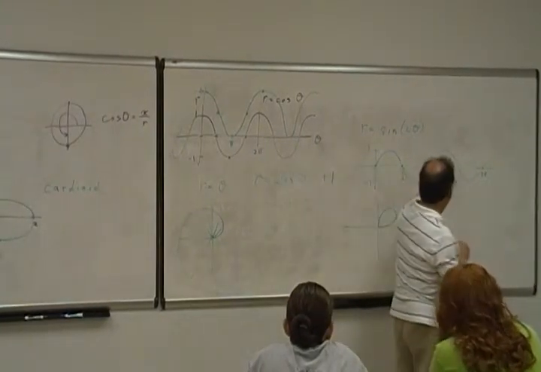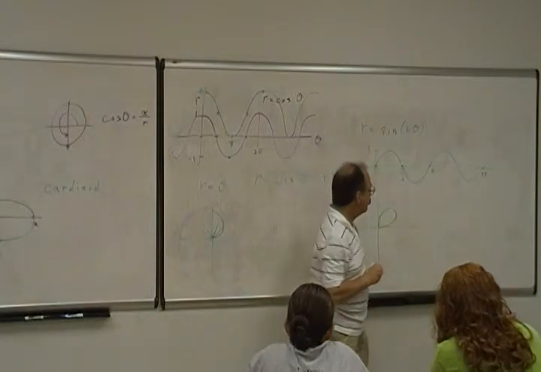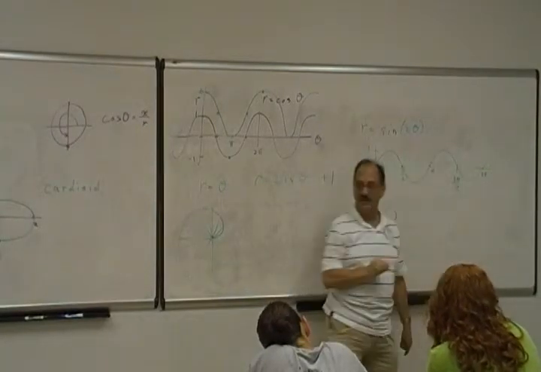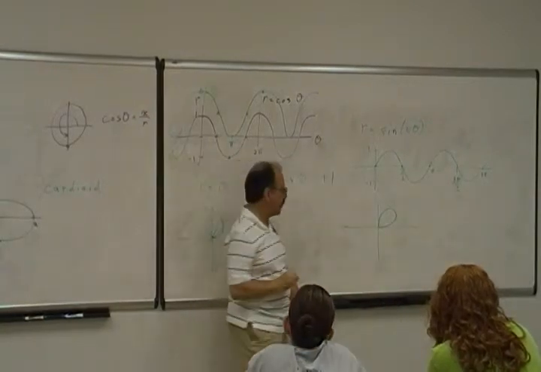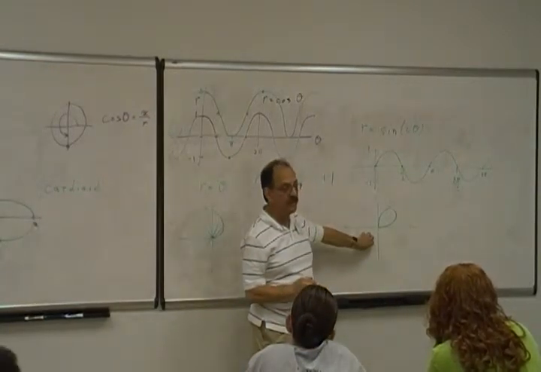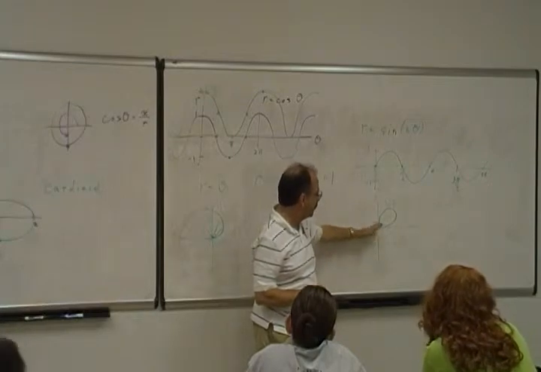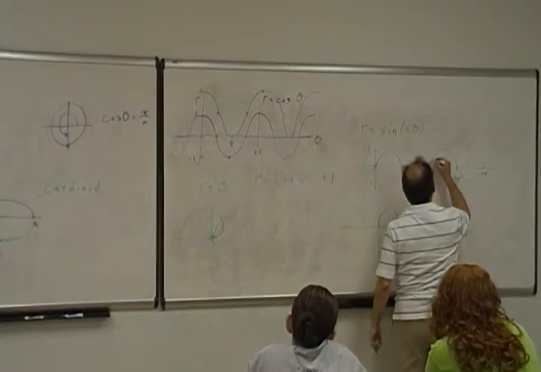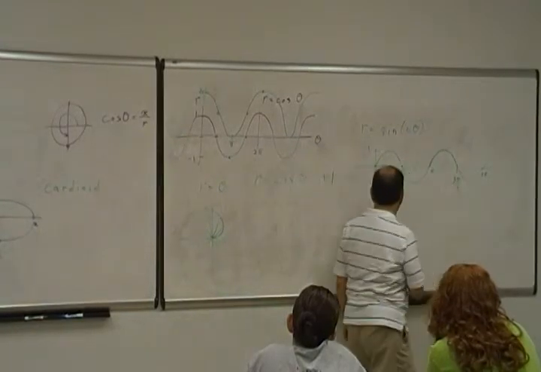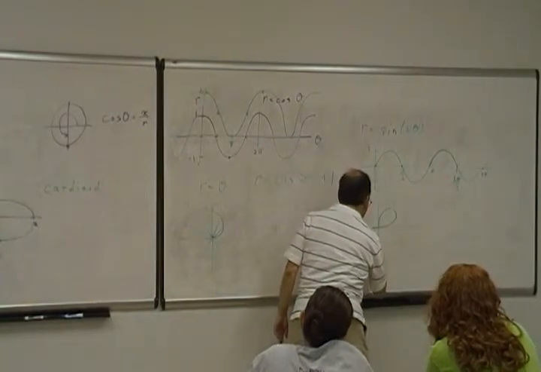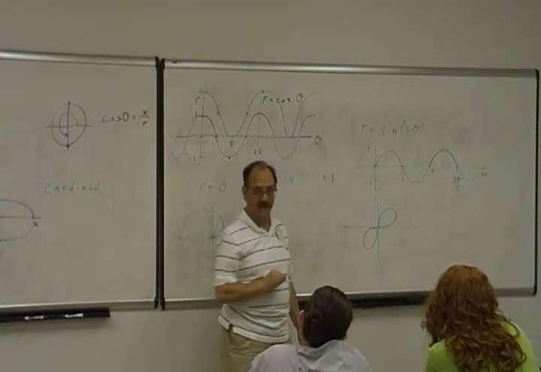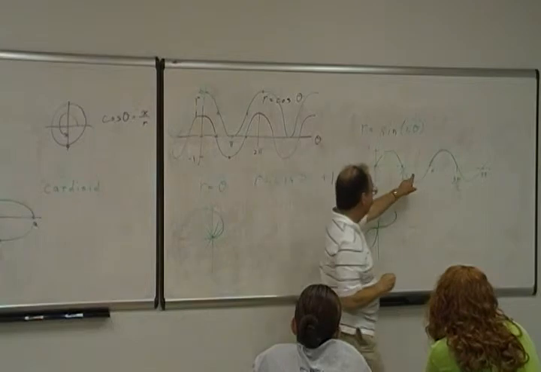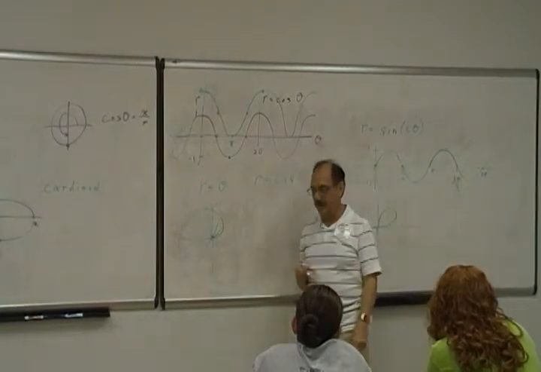Let's skip this piece and go to that piece. Between pi and 3 pi over 2, we are in this third quadrant. We're going from pi to 3 pi over 2. And the radius again rises from 0 to 1 and back to 0 and gives me a nice symmetric loop there too. Now we have these other two pieces.